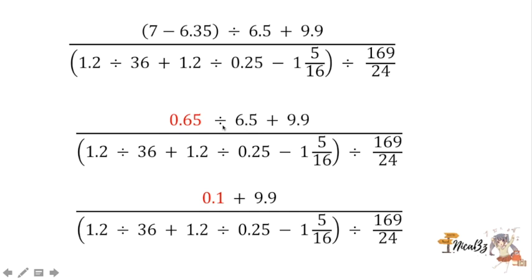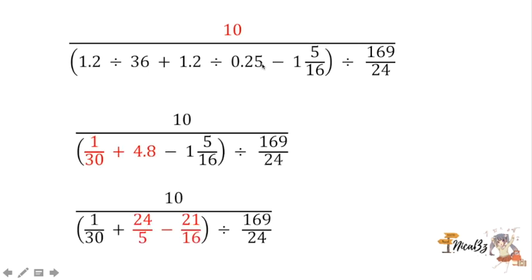And we continue still using GEMDAS and still focusing on the numerator. Now, because we have division and addition, we must do division first. So 0.65 divided by 6.5 will give you 0.1. And you copy the remaining given. When you simplify the numerator, it will give us 10. So at this point, we have already simplified our numerator.